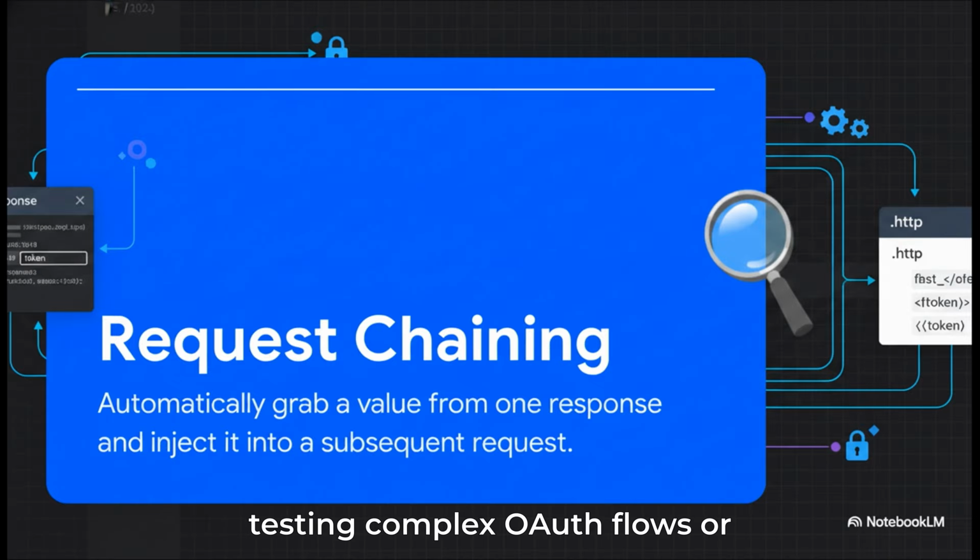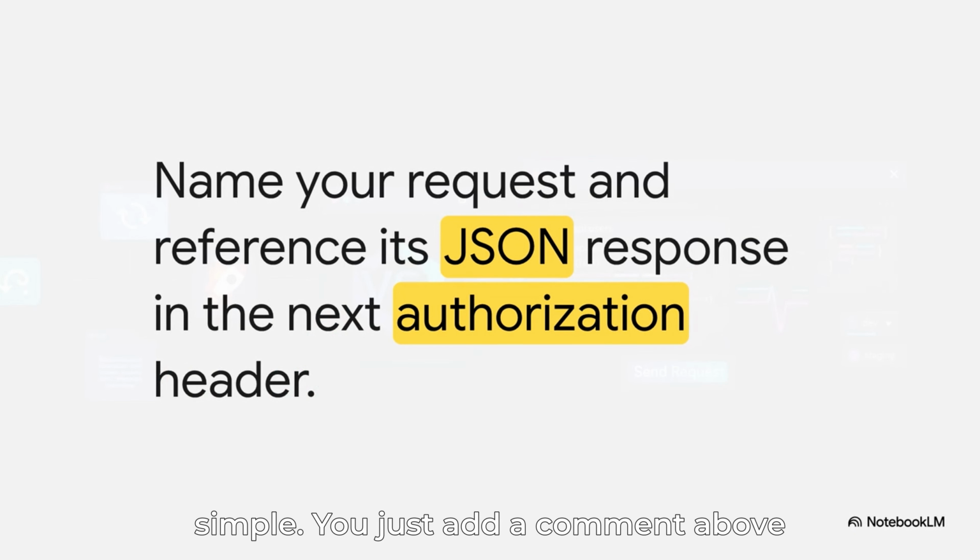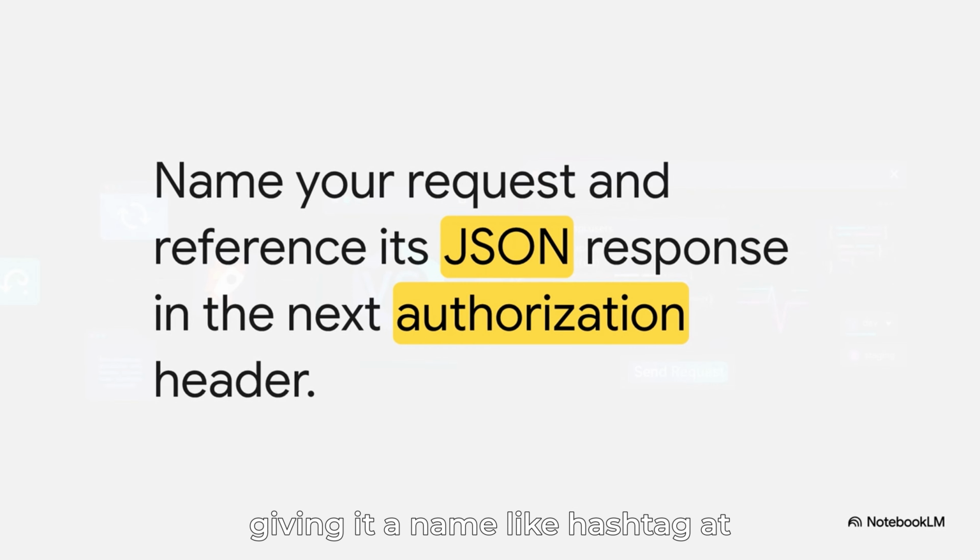If you're testing complex OAuth flows or authenticated endpoints, this feature alone is going to save you hours of manual copying and pasting. In practice, it is remarkably simple. You just add a comment above your first request giving it a name, like #@name-login. Then, in your next request, you dynamically reference it in your authorization header.